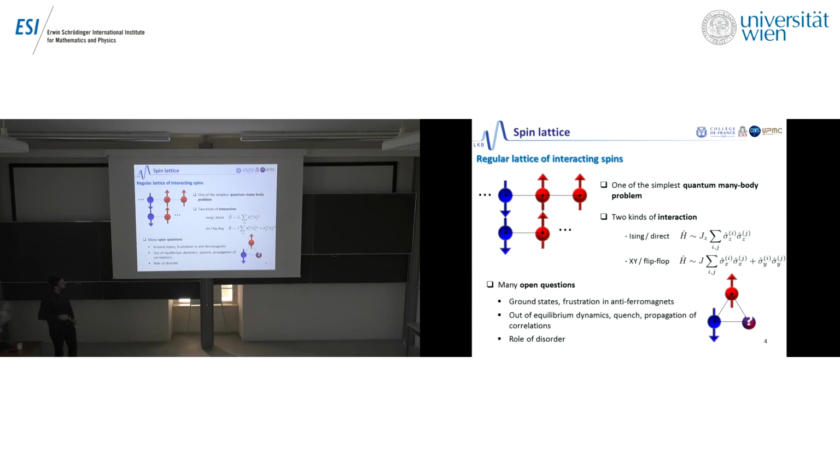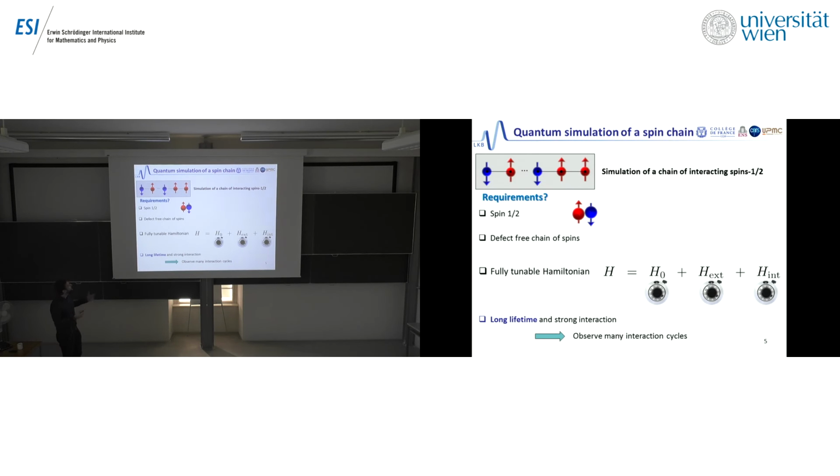For example, ground states in frustrated geometries, out of equilibrium dynamics is a really interesting topic. What happens after a quench? How do correlations propagate in such a system? And also, what's the role of disorder?